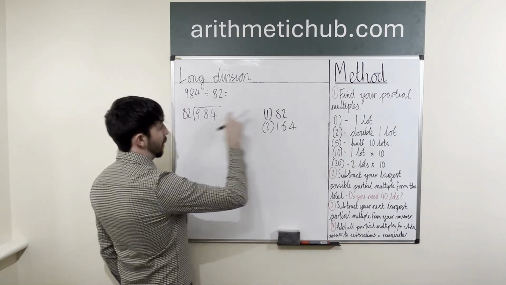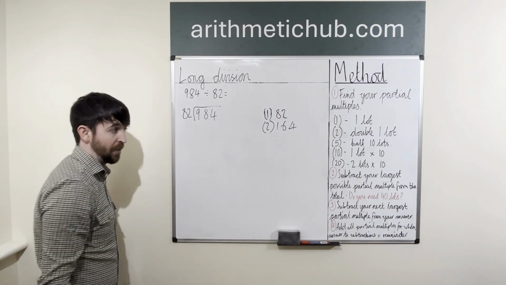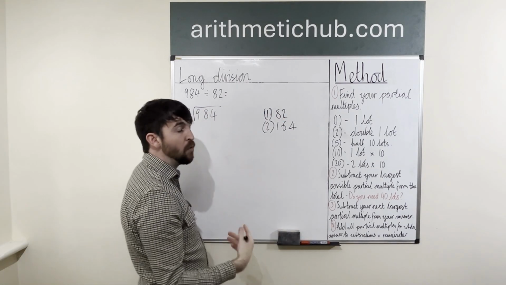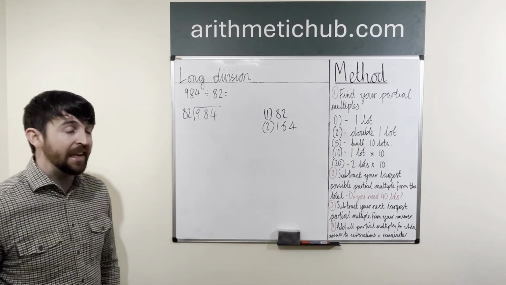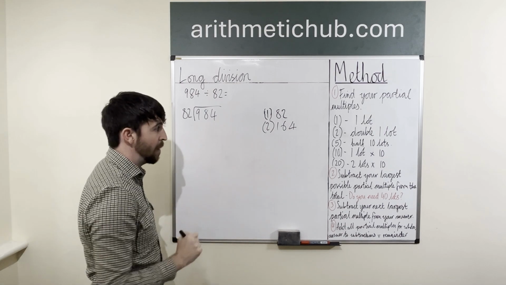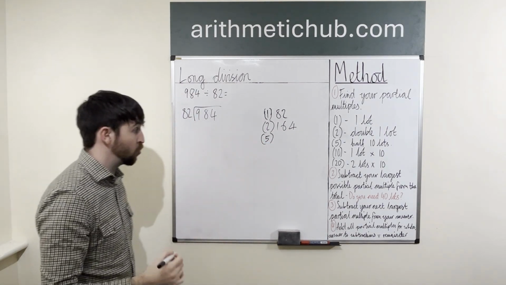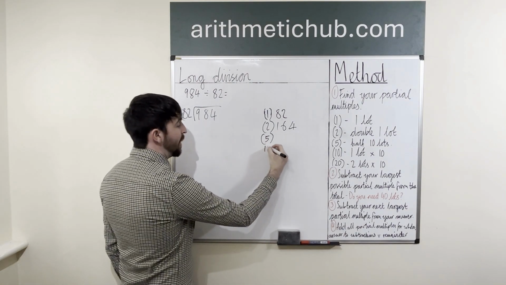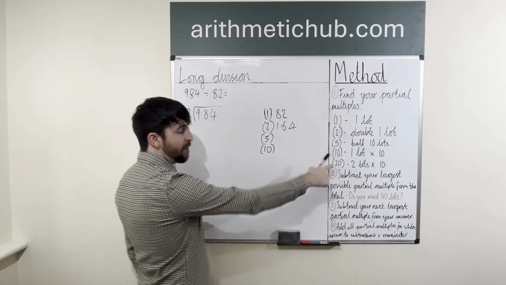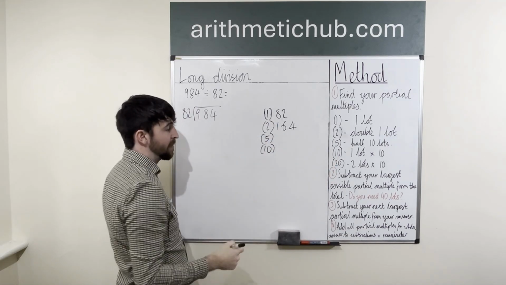All I've done is take 1 lot and double it. 5 lots I don't find yet, because it's going to be easy to find 5 lots once I've found 10 lots. So I'm going to write it in, but I'm not going to find 5 lots just yet. 10 lots I'm going to find next. To find 10 lots, all I do is 1 lot times by 10.